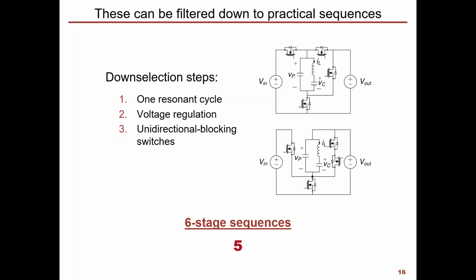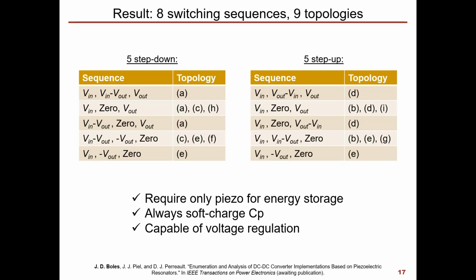Going through this entire process leaves us with 5 6-stage sequences that can be realized for both step down and step up versions. Now, some of these sequences can be realized with only 1 practical topology, but some of them could be realized with 3.